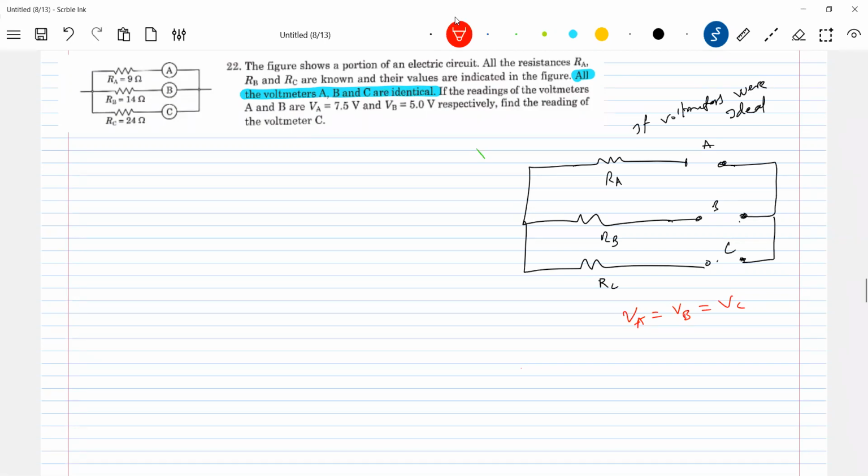Then is it possible that VA, the drop across these two points, equals the drop across these two points? Because no current will flow in this branch. If you write KVL, then this drop must be equal to this drop. You have to really take help of the basic things.